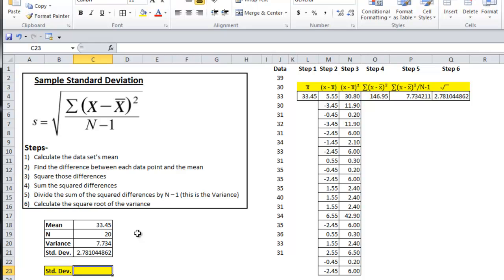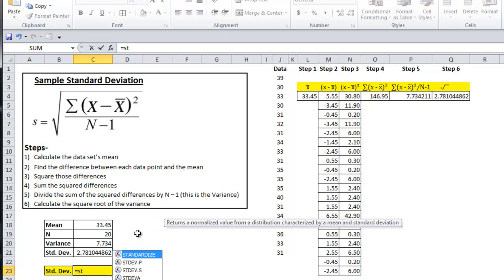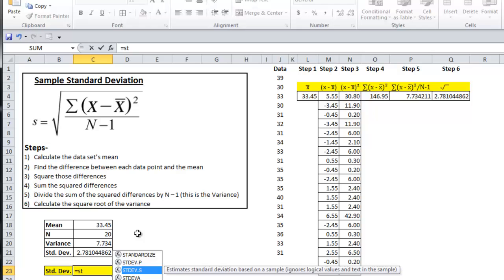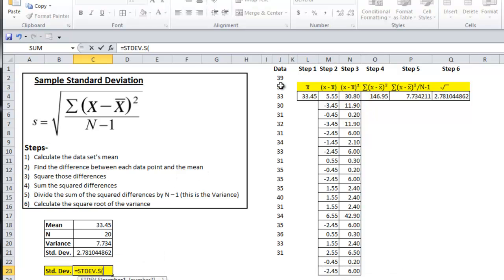So let me go ahead and check my work here with the calculation for the sample standard deviation. And it matches, 2.78. So with the mean being 33.45, the standard deviation tells you that most of the data in the set falls within 2.78 data points from the mean.